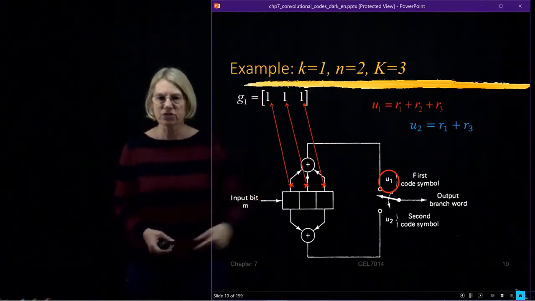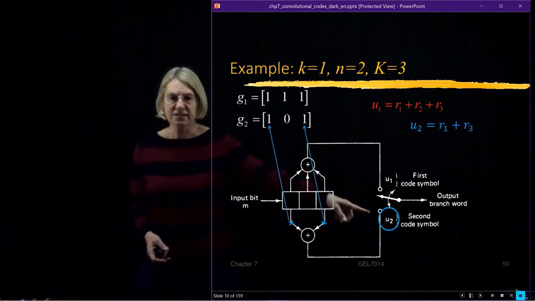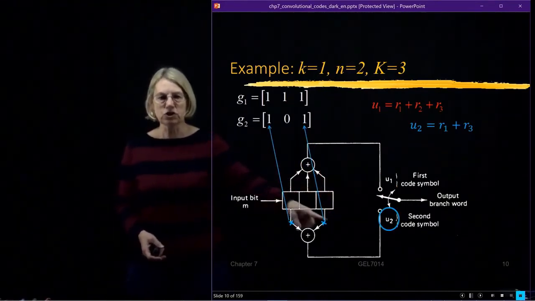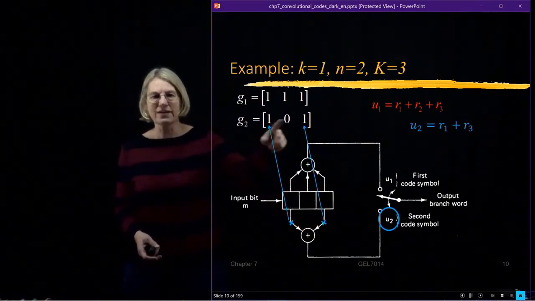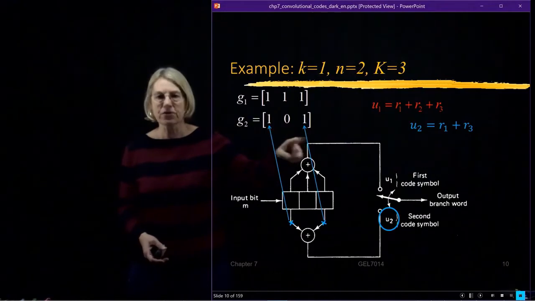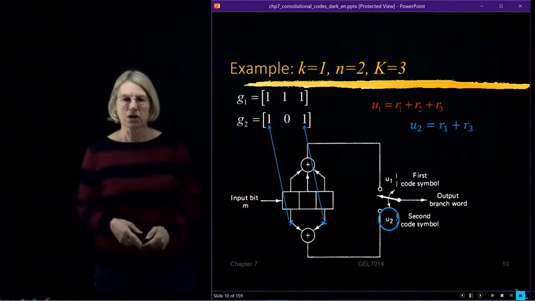So each one of the registers is used. Now, if I look at the second bit of the code word that's coming out, there's only the 2. So when I write that as a vector, it's 1, 0, 1, because the first is used, not the second, and the third is used in generating the second code bit.